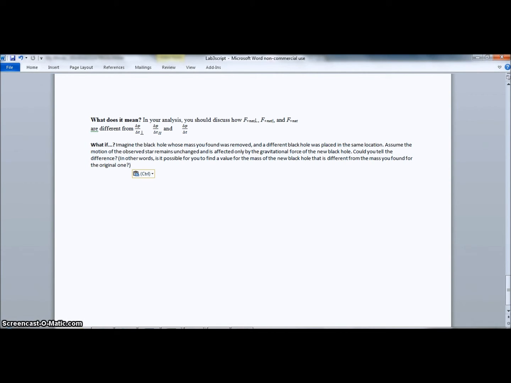What if? There wouldn't be a difference. If the motion of the observed star is unchanged, then all data, both given and found, will remain the same. Therefore, you would be solving for the same mass.